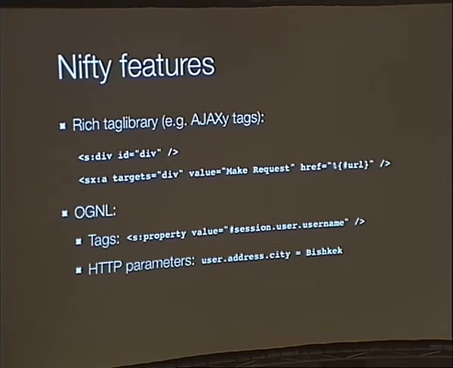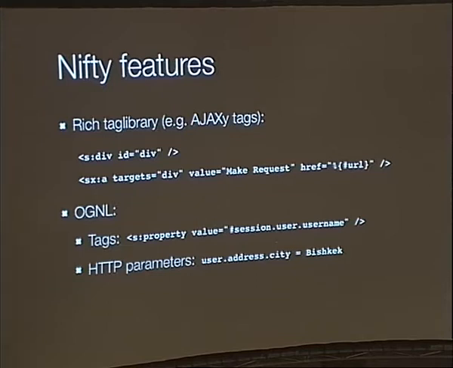But another cool thing that it has, and why a lot of people love it, is OGNL. OGNL is Object Graph Navigation Language. What it lets you do in this particular case, inside of the tag, instead of actually calling methods and objects directly, is write the following: #session.user.username, or inside of HTTP parameters, user.address.city.